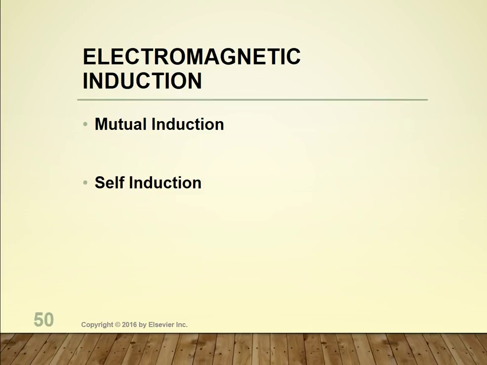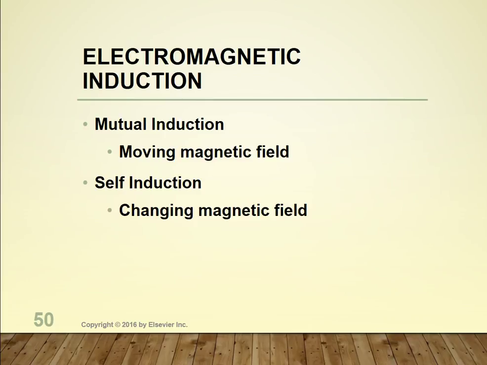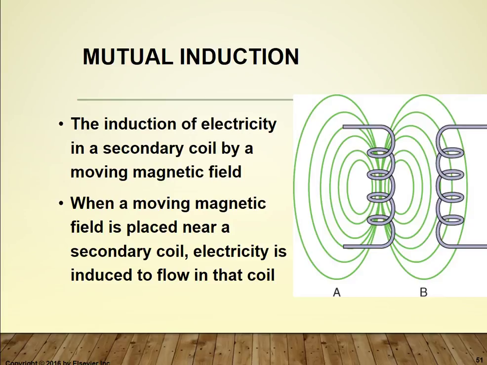Two forms of electromagnetic induction are used in the operation of the X-ray machine, and those are mutual induction and self-induction. Mutual induction is the induction of electricity in a secondary coil by a moving magnetic field. So you have to have another field and then the two will work together. So mutual. Self-induction is a bit more complex, but it involves the changing magnetic field. So if the field itself changes, it can self-propel itself, or self-induction. That's the difference.